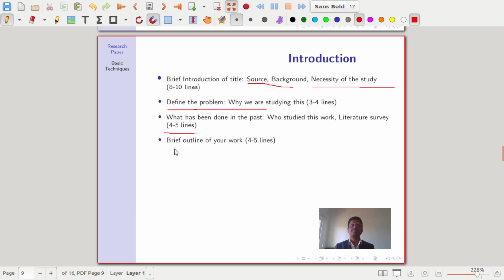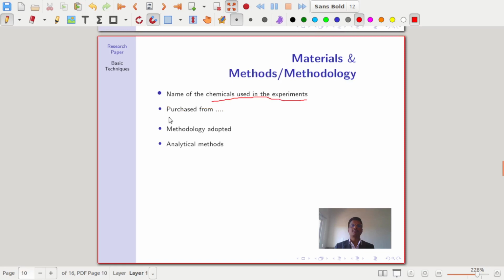Materials and methodology. What are the different chemicals or materials you have used in the experiments while doing that study? If you have purchased them from any laboratory or any place, you have to mention that. Methodology adopted: if it is an experimental methodology, you have to explain that. If it is simulation, then you have to write the simulation methods. If you have written your own code, then you have to mention that code. While carrying out experiments, if you have adopted any analysis or analytical methods, we have to write those methods.